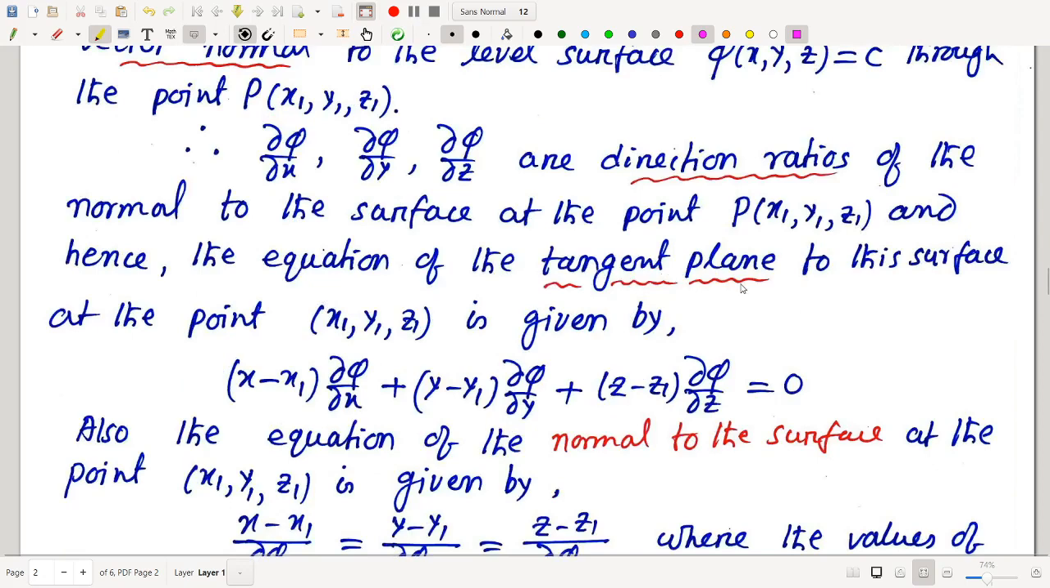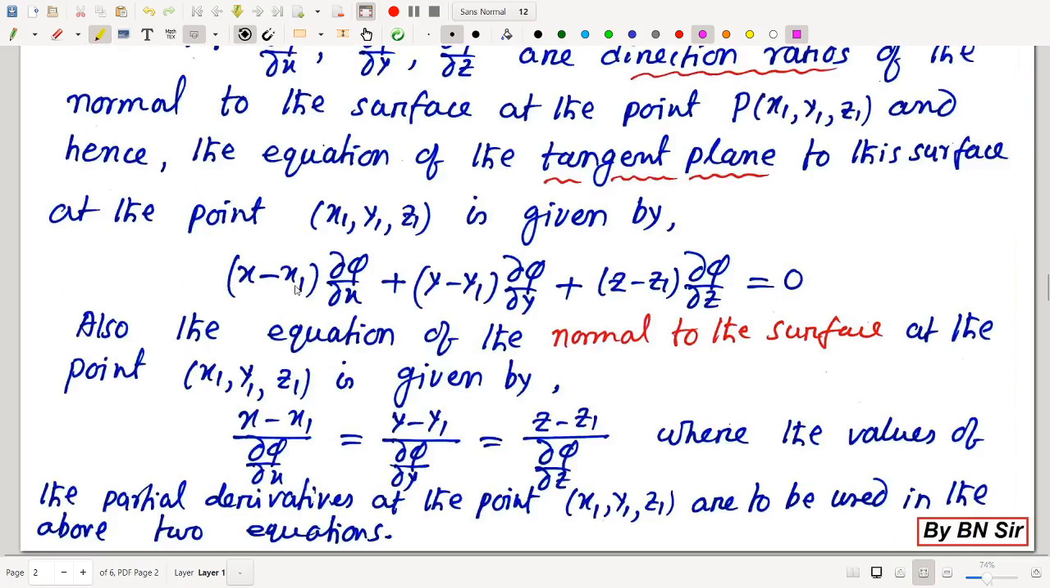And hence the equation of the tangent plane to this surface at the point (x1, y1, z1) is given by (x − x1) ∂φ/∂x + (y − y1) ∂φ/∂y + (z − z1) ∂φ/∂z = 0. We know if a, b, c are the direction ratios of the normal to a plane and the plane passes through the point (x1, y1, z1), then a(x − x1) + b(y − y1) + c(z − z1) = 0 is the equation of the plane.